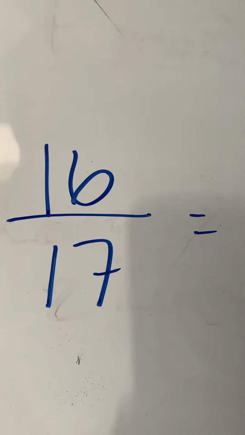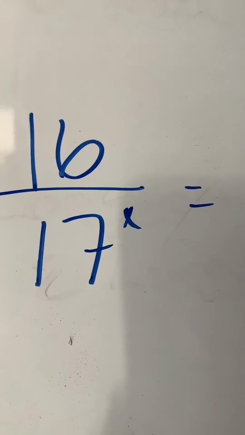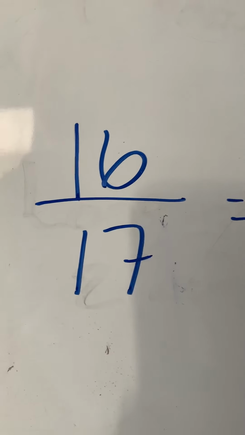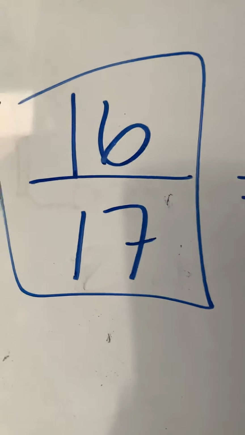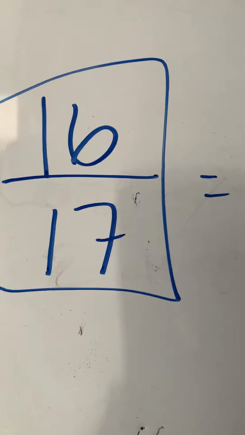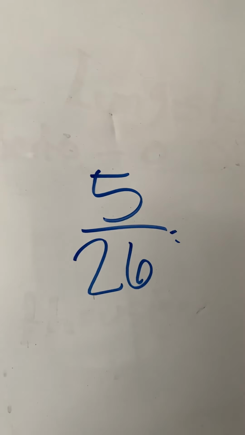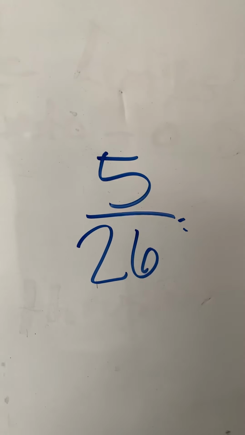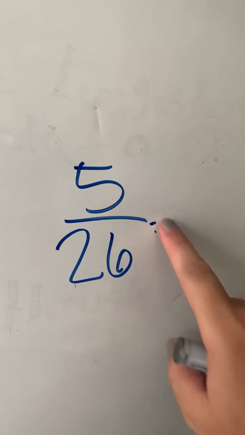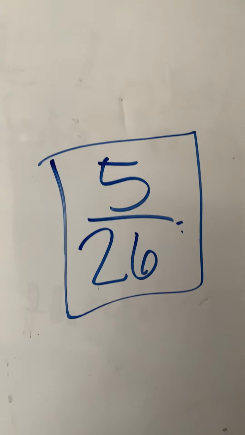Okay, now let's look at this one. 16/17. You know there are many factors of 16, but nothing goes into 17. So if you got this as one of your answers, you would just leave it as 16/17. Nothing can go into 17. You just leave it like that. As I said, not all fractions can be reduced. Here again, we have 5/26. The only thing that can go into 5 is 5 itself, but 5 does not go into 26. They don't have it in common. So you would just leave 5/26 as it is. You don't have to simplify that.